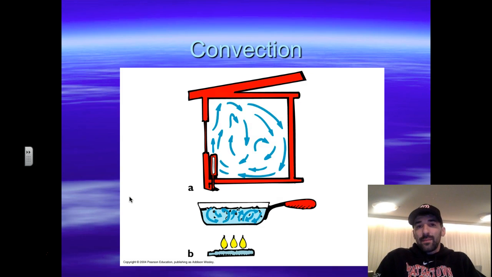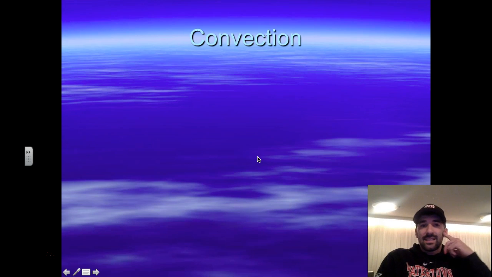Moving on to our second heating method is convection. Now all two of these pictures show convection. This third one, that's a little bit tricky, but we see convection here and convection here. So what exactly is this convection?